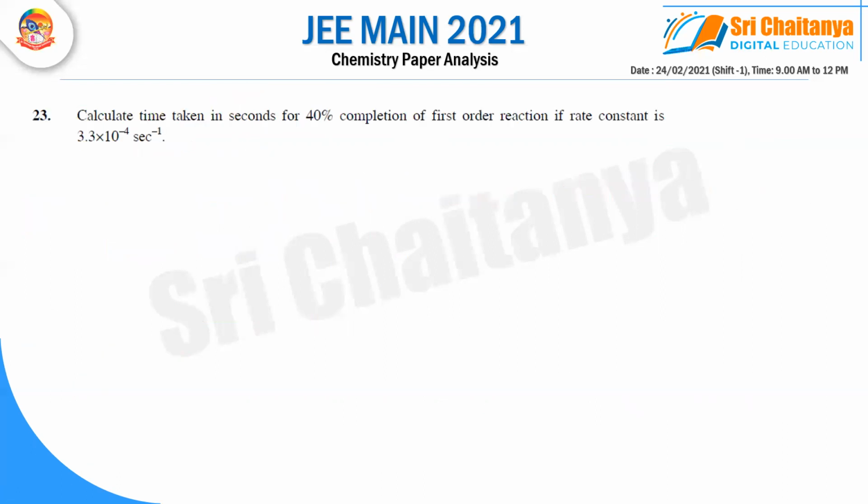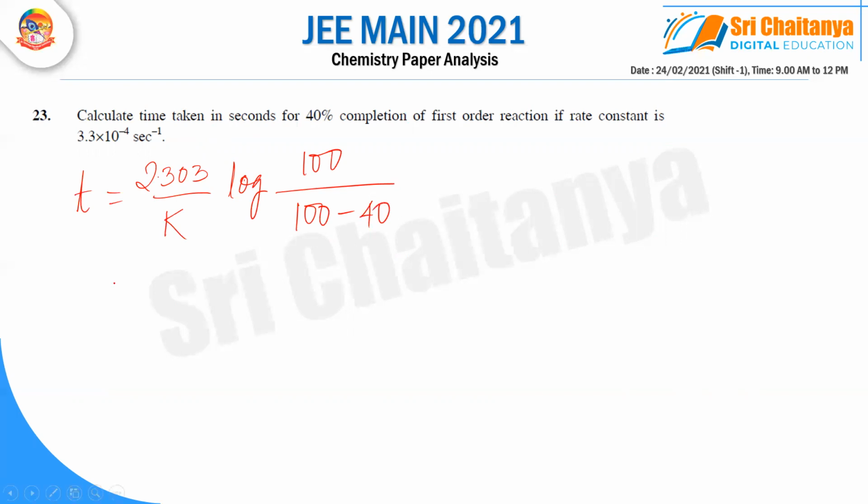Next, we have a calculation of time for a first order process. So how to calculate time? It's very easy. So 1 upon K, we write down the solution of that differential equation. If we write it in terms of log, that is 2.303 log of, we take 100 initially, and when 40 is gone, we are left with only 60. So that means this subtraction part is 40. Now if we put the values here, what is K? 3.3 into 10 to the power minus 4.